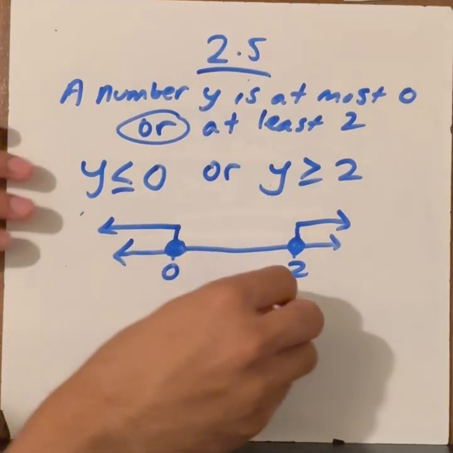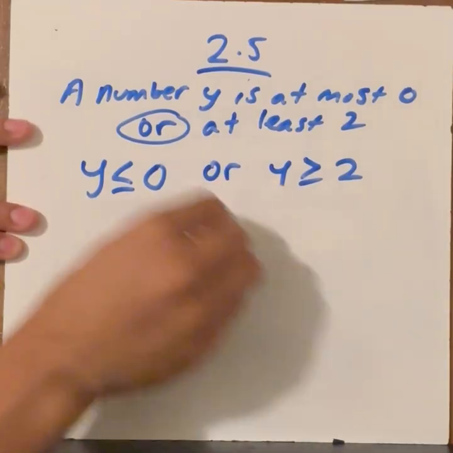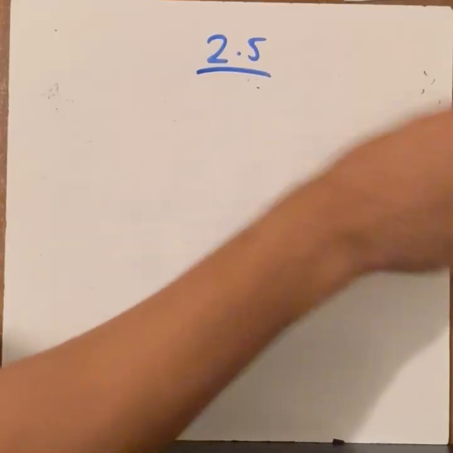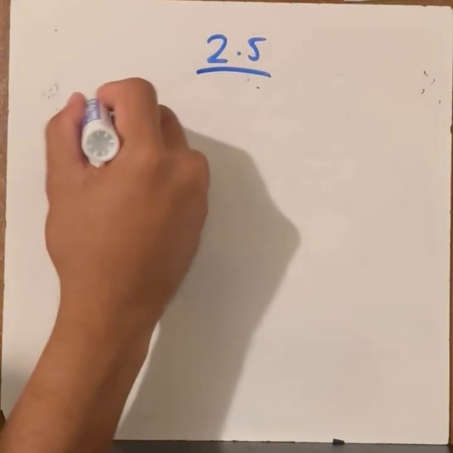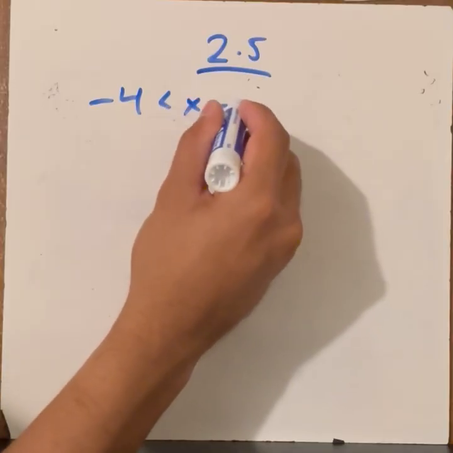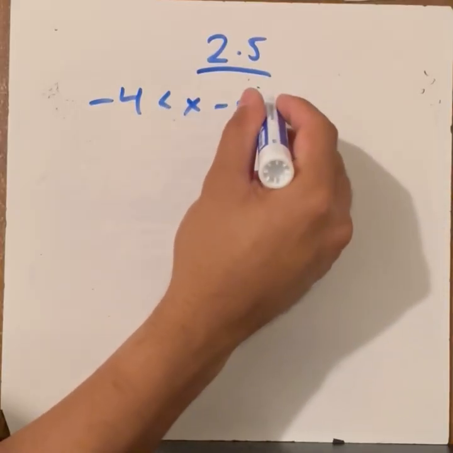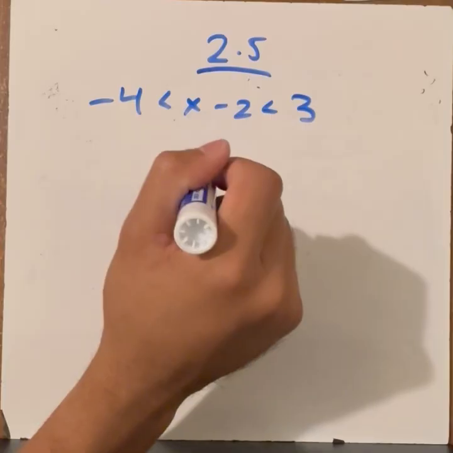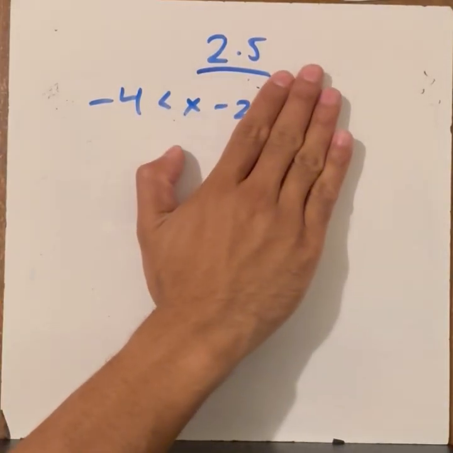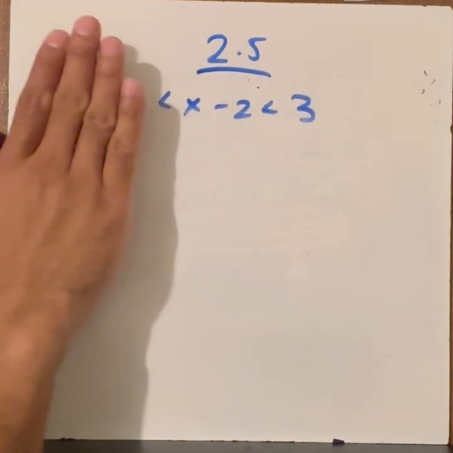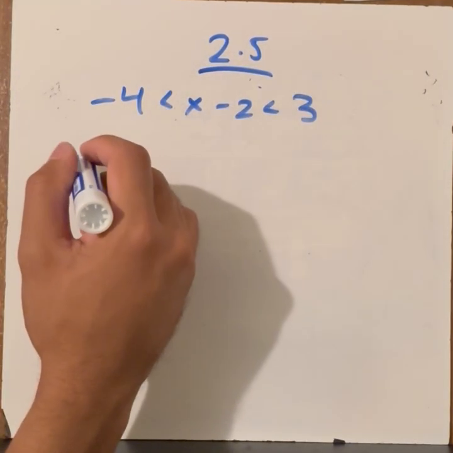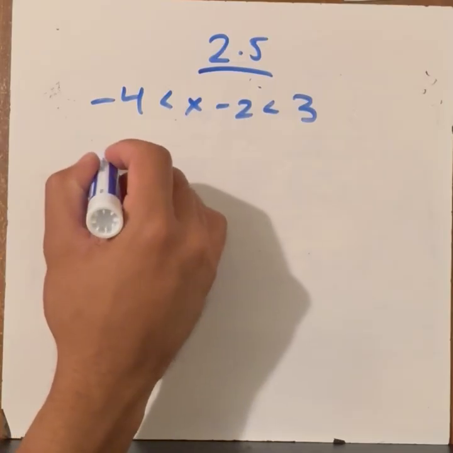How about solving compound inequalities that are written like this? -4 is less than x minus 2 is less than 3. You could think about this as two equations, right? Solving -4 is less than x minus 2 and solving x minus 2 is less than 3. So let's take a look at it like that this time, and we'll look at it a little bit differently in the next question.